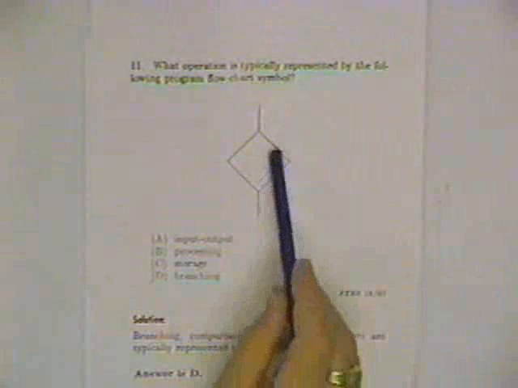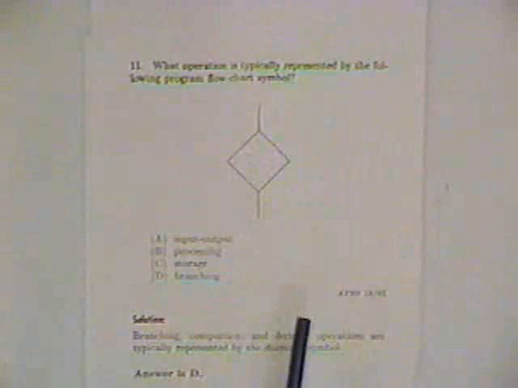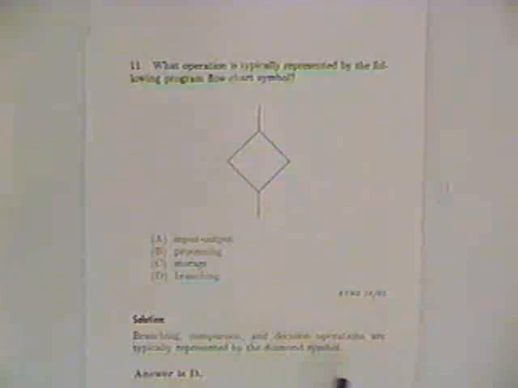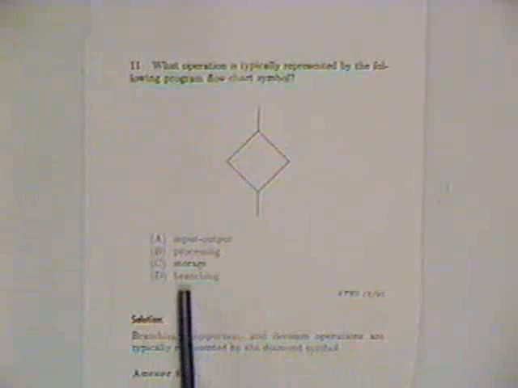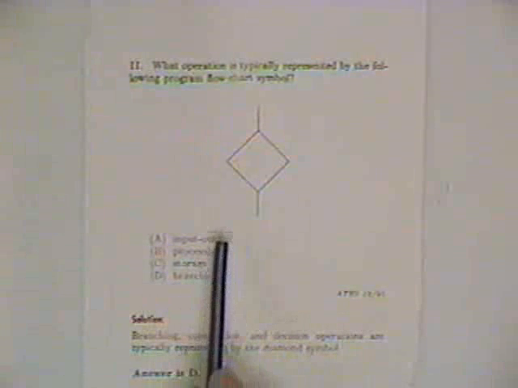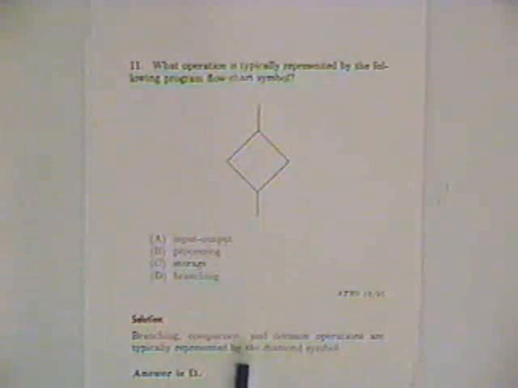So you could look at that and see that the shape is a diamond. That's going to be a decision point where you're going to make some comparison and do some branching. So the answer in this case would be D, branching. It doesn't represent processing, it doesn't represent input-output, it doesn't represent storage. Right?